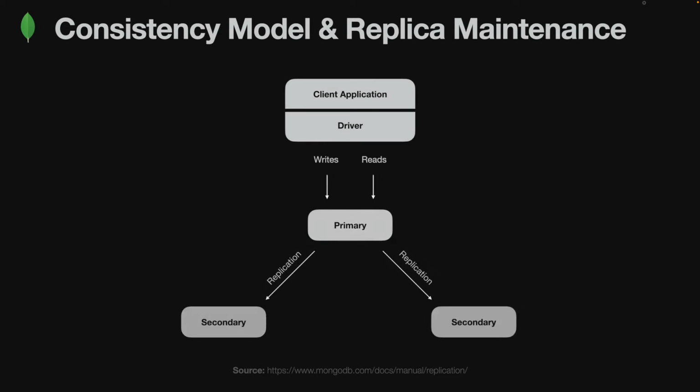For consistency models and replication in MongoDB, each replica set has a primary node that confirms all write operations. Read operations can be sent to any replica node. Read operations can be sent to multiple replicas to speed up queries. All operations on the primary node are mirrored to the secondary nodes.